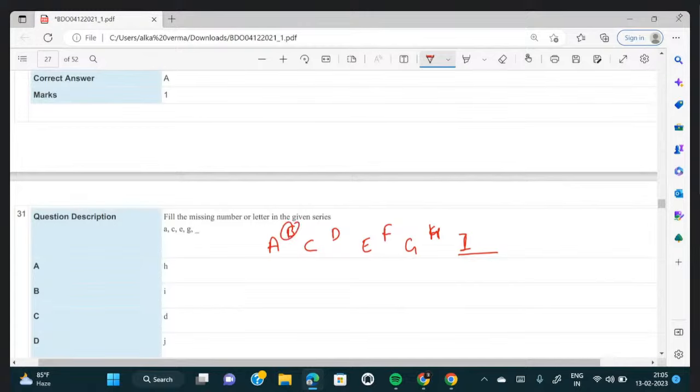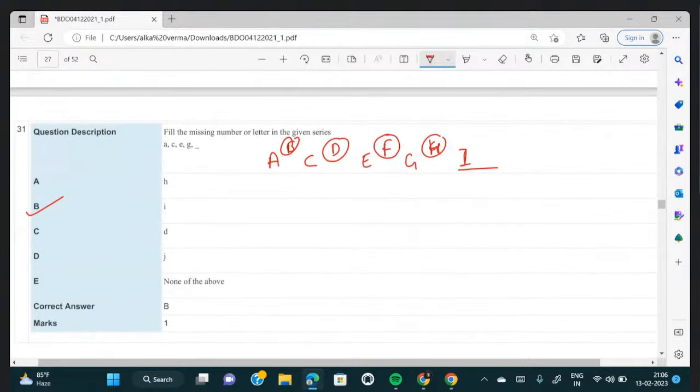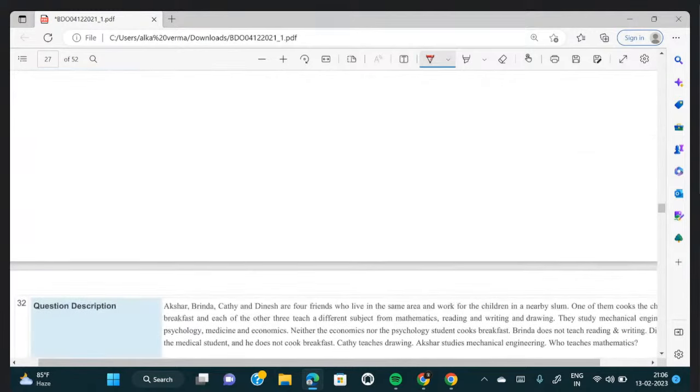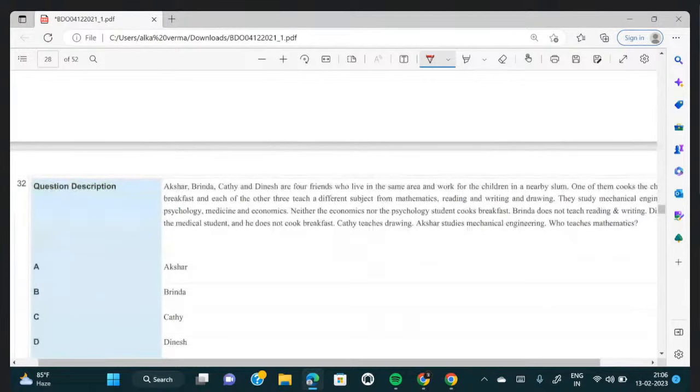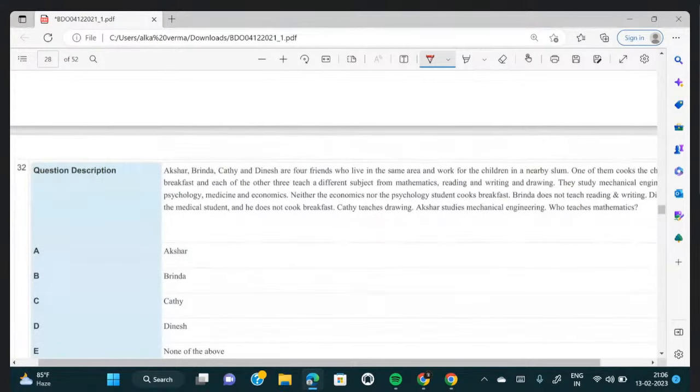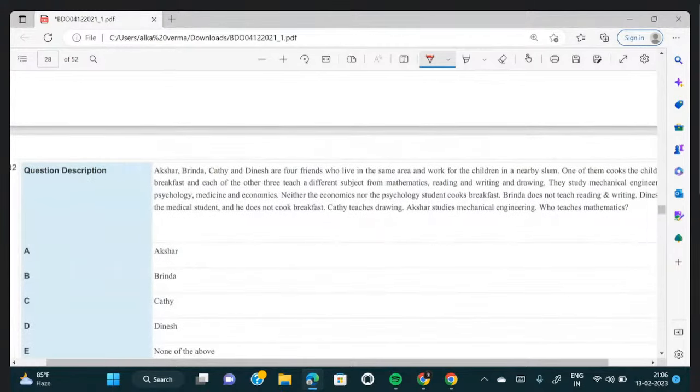You have to skip B, find C. Skip D, get E. Skip F, get G. Skip H, get I. Answer. Very easy. Next question. Now, this is a type of question we call a puzzle. A big question. Question number 32.